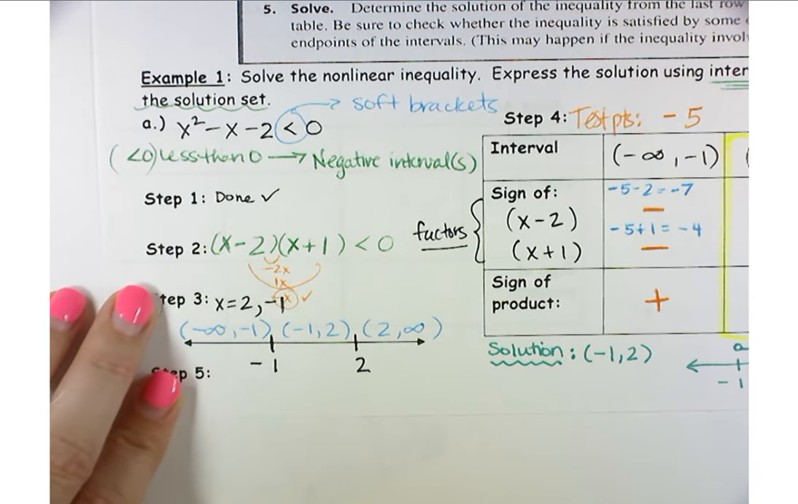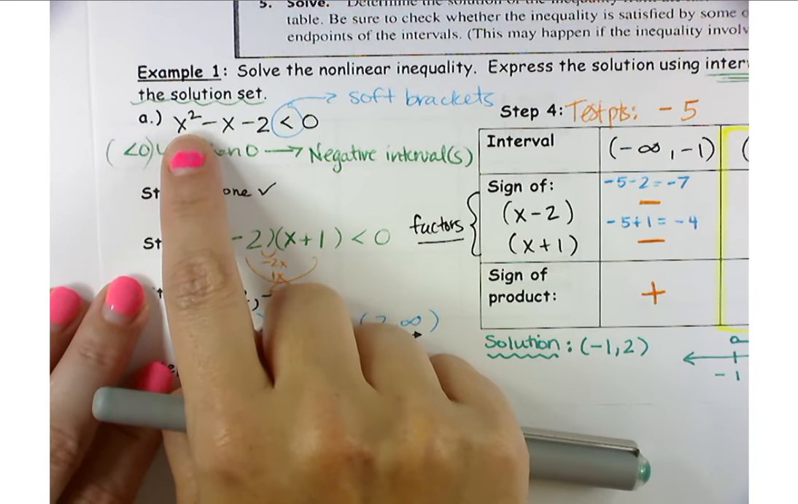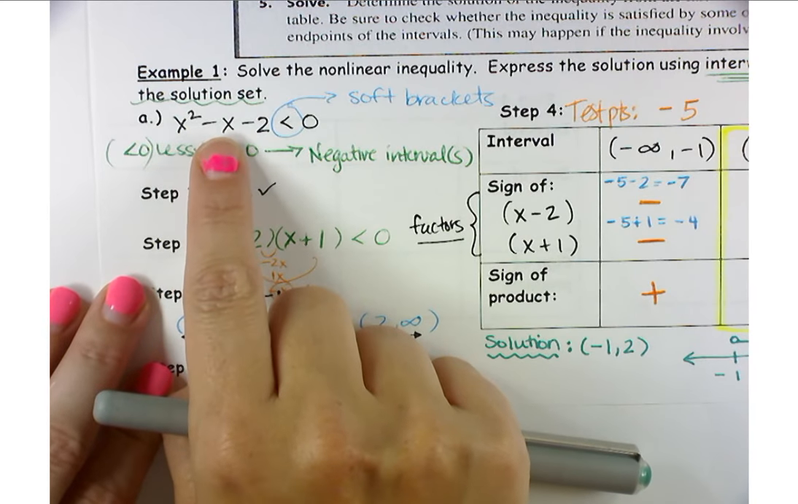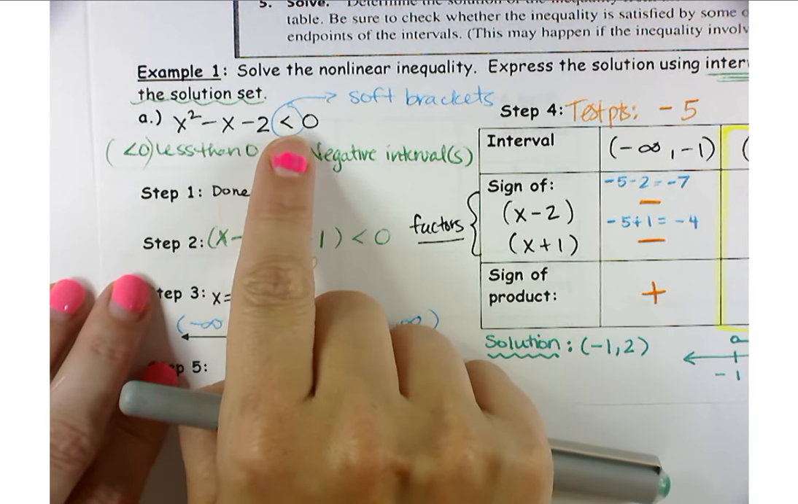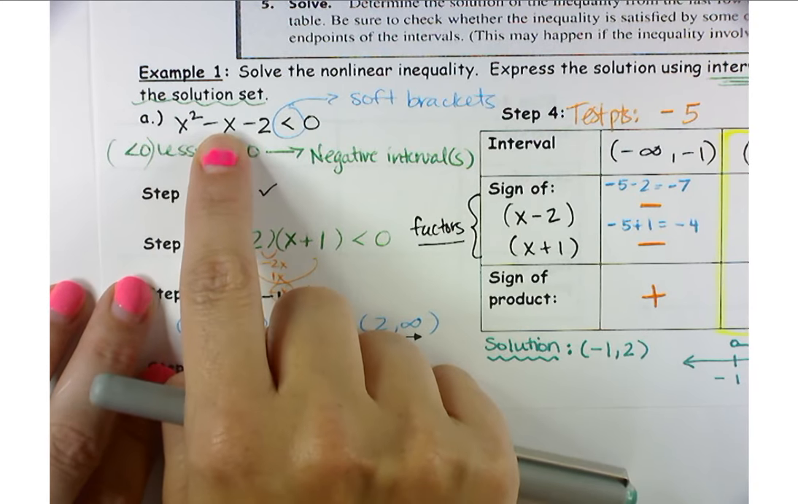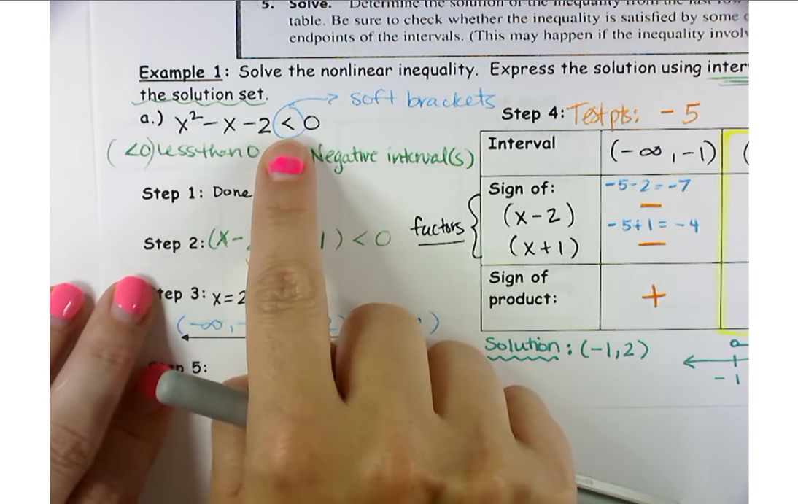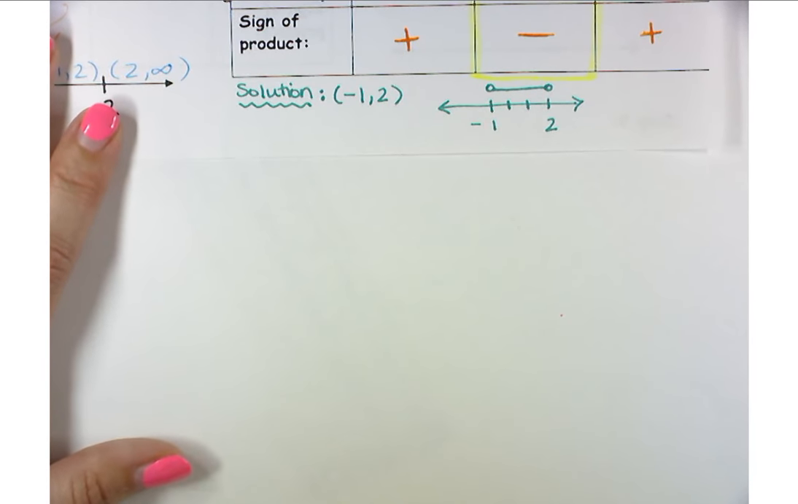Okay, let's plug in a number that's outside of my interval. What's a number that's outside of my interval? Okay, so yeah, negative 1 or 3 or 12, any of those would work. If you plug in negative 1, negative 1 squared is 1. 1 minus negative 1 is what? A plus 1. So 1 plus 1 is 2. 2 minus 2 is 0. Is 0 less than 0? No, it's equal to. If you plugged in 3, 3 squared is 9. 9 minus 3 is 6. 6 minus 2 is 4. Is 4 less than 0? No. Okay, so anything inside your interval should produce a true statement. Anything outside your interval should produce a false statement.